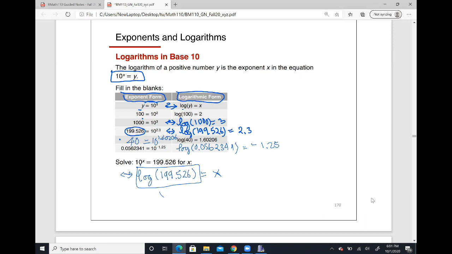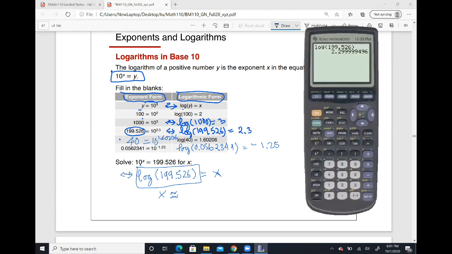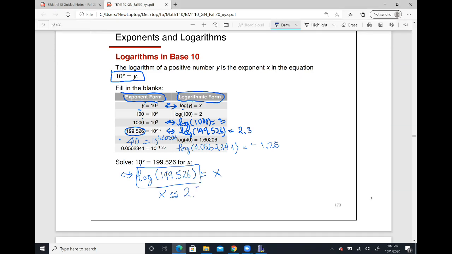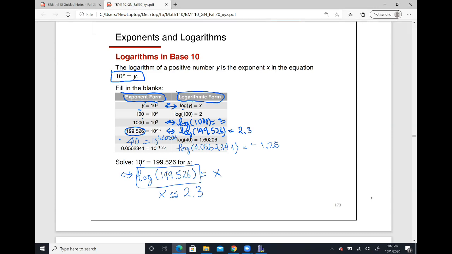And actually, you're going to say x equal to, what is that going to be? 2.29. So I'm going to say 2.3. I just round to one decimal only. Okay, so now that is a way to use a calculator for solving an exponential equation.